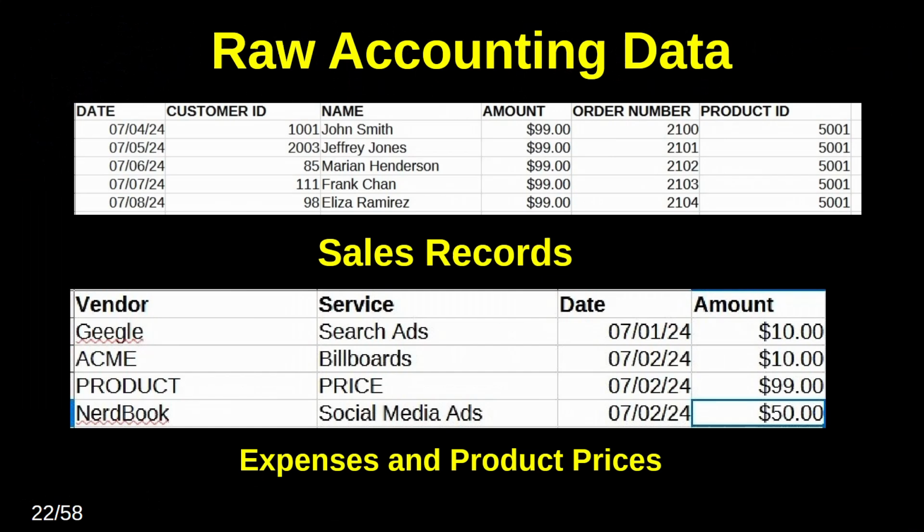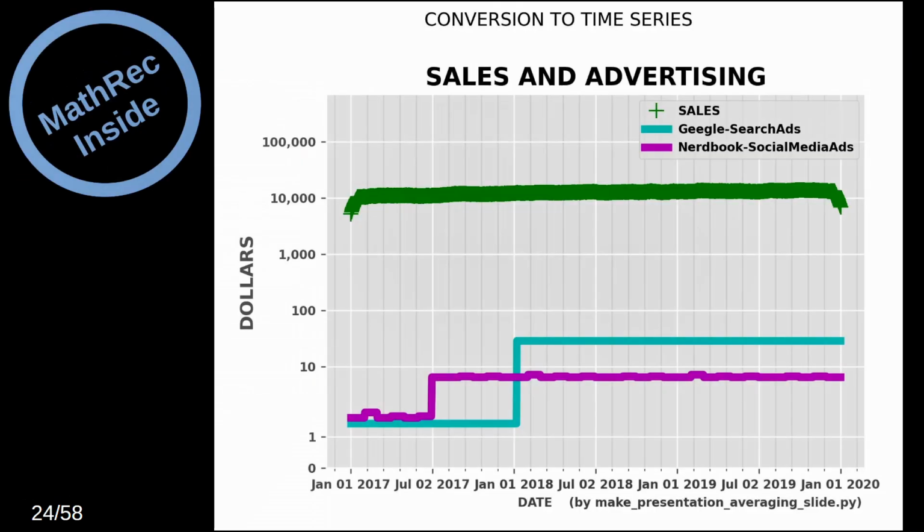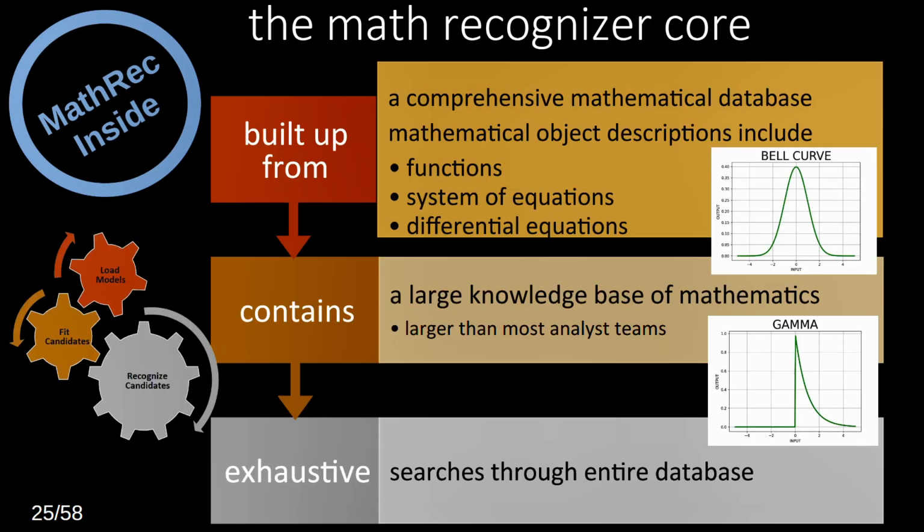Start with raw data. Anonymize the data to protect your competitive sensitive information, customer and vendor names. Our system converts the sales and expenditure data to time series, averaging the sales over days or weeks. The math recognizer searches for a match between your data and the math in our database. This includes well-known math such as the bell curve and more advanced math known only to specialists.